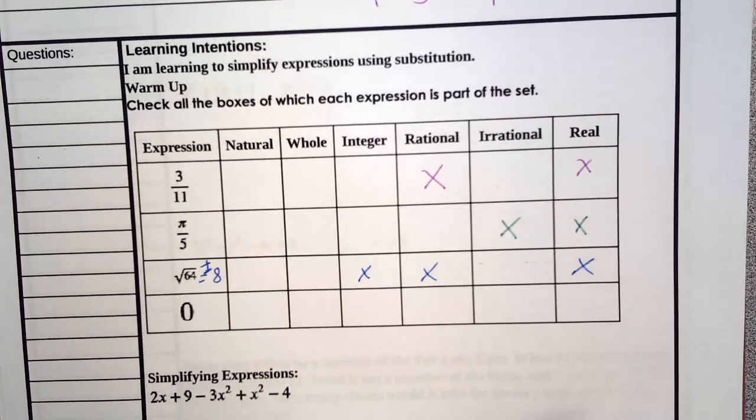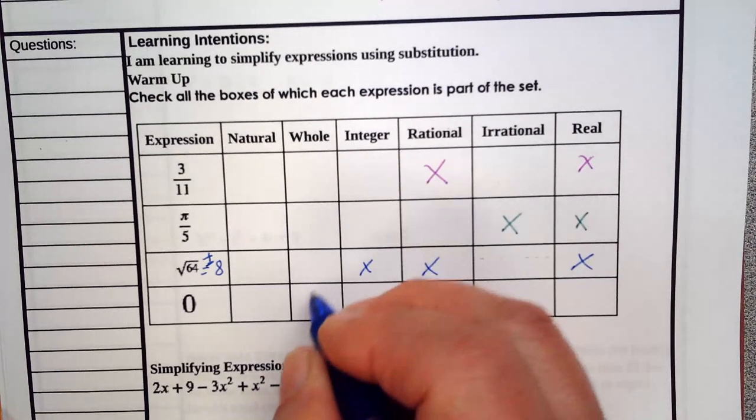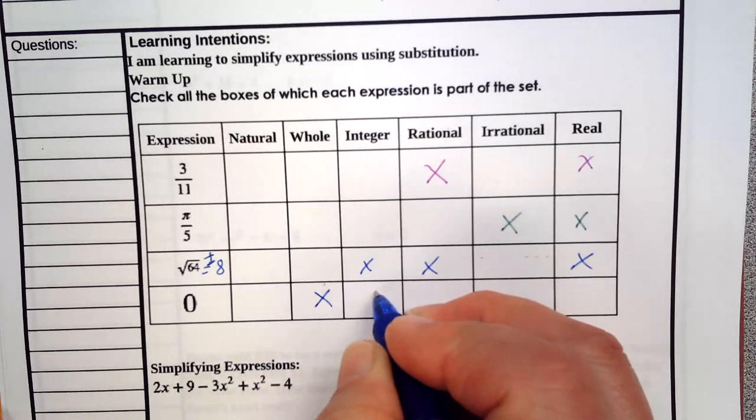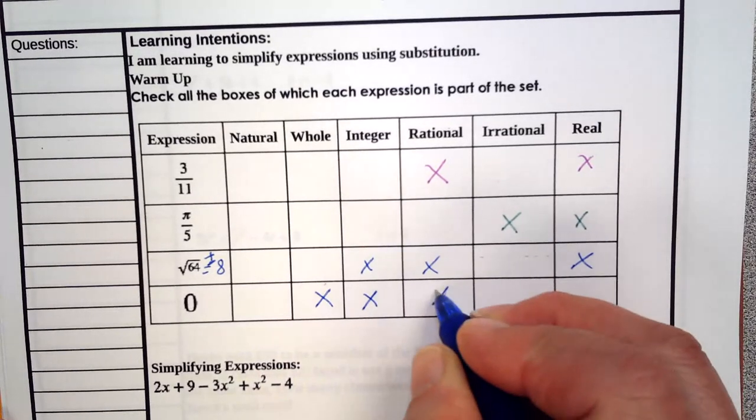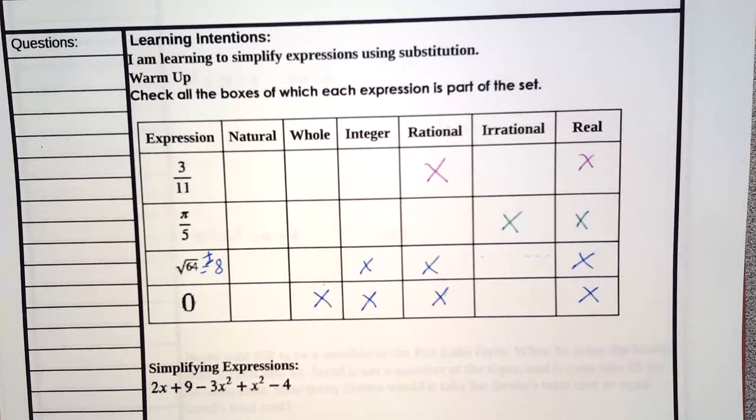What about 0? Is it natural? Nope, because we don't count starting with 0. Is it a whole number? Yes. Is it an integer? Yes. Is it rational? Yes. Irrational? No. And it is real. So if you're looking at this, that last column is almost always checked.